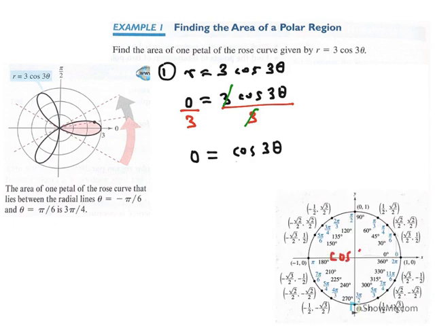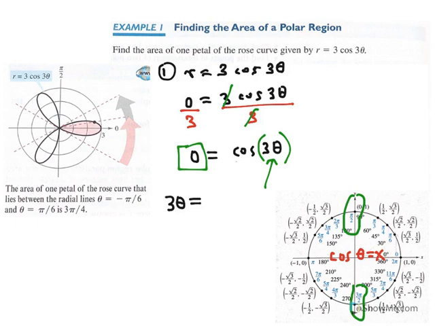Cosine of an angle theta is the x-coordinate of the corresponding point on the unit circle. So here we want to look for angles 3 theta whose cosine values are 0. So cosine values are 0 when the angle is either pi over 2 or 3 pi over 2. But in our problem, the angle is represented by 3 theta. So cosine of 3 theta will be equal to 0 when 3 theta is either pi over 2 or 3 pi over 2 or any of their coterminal angles.